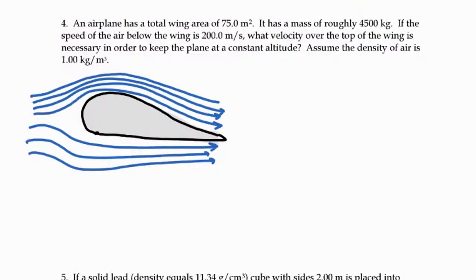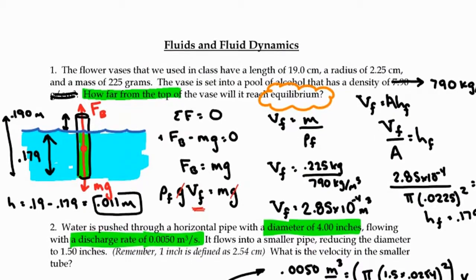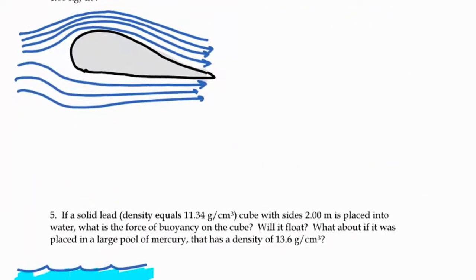All right, we're back. We're on page 2 of the fluid and fluid dynamics problems. And let's jump right in. Here we have an airplane wing. It has a total wing area of 75 meters squared. It has a mass of roughly 4,500 kilograms. If the speed of the air below the wings is 200 meters per second, what velocity over the top of the wings is necessary in order to keep the plane at a constant altitude?